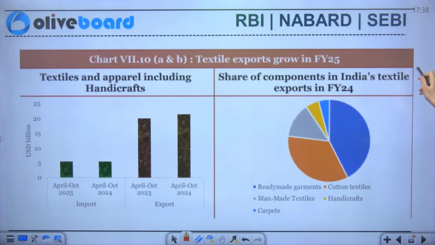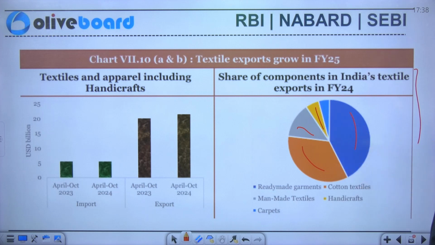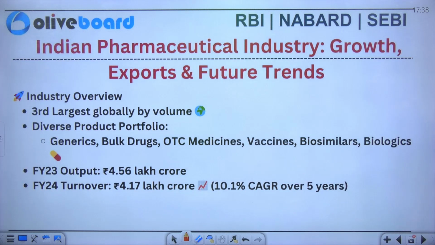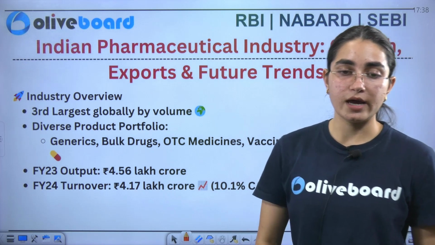Now you can see the chart, which says that ready-made garments include this, man-made textiles include this, and cotton textiles are also contributing much. On handlooms and handicrafts, we have this much area only, and garments include this much area only. Now we'll talk about the pharmaceutical industry, and we all know about pharmaceuticals, specifically India's stance.